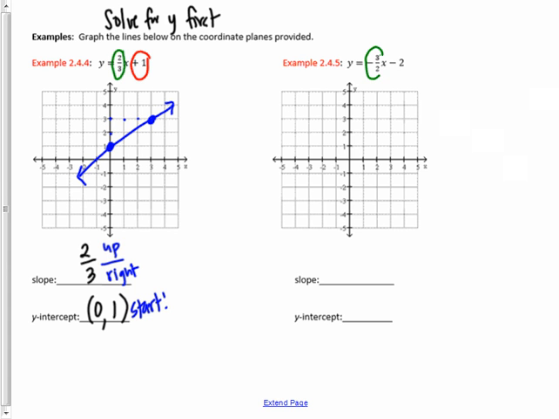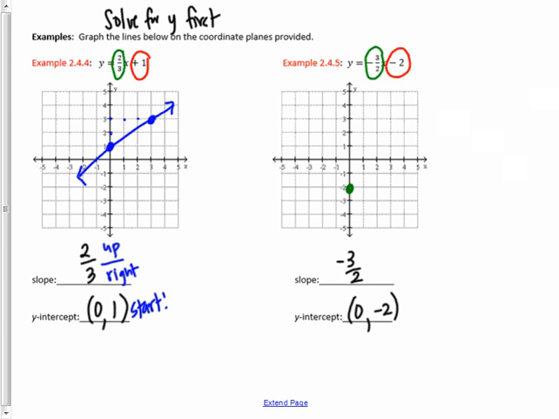Alright, so let's do this one. The number in front of x is my slope, so it's negative 3 halves. So this one's negative. And then the constant at the end is negative 2. So that's my y-intercept. It's negative 2, and so the x had to be 0. So that's where I start. So everybody go plot 0, negative 2.